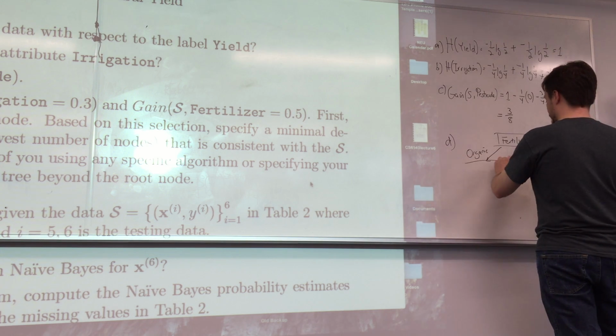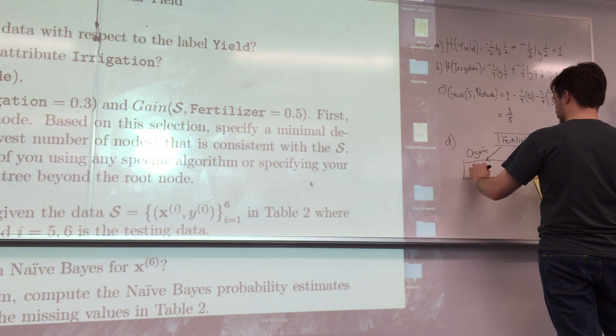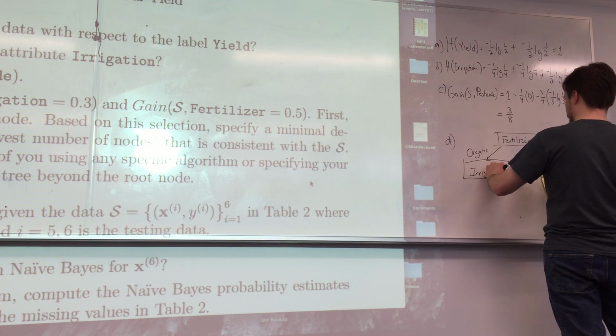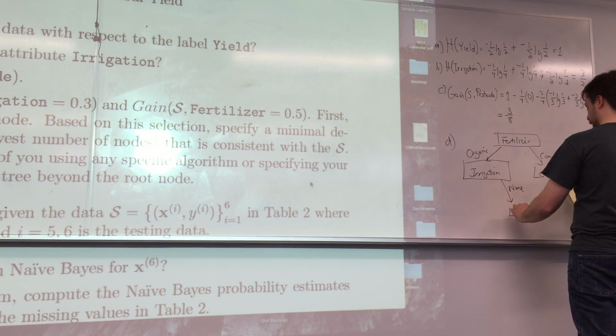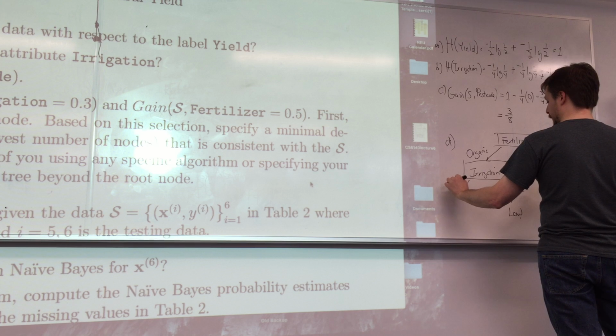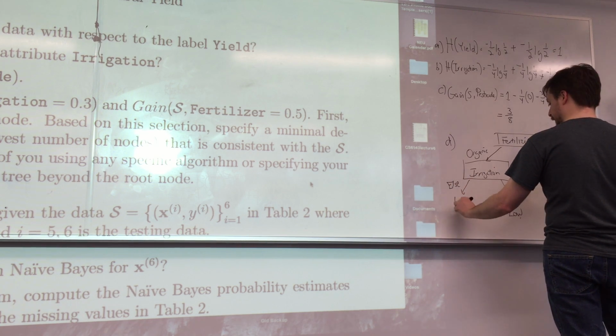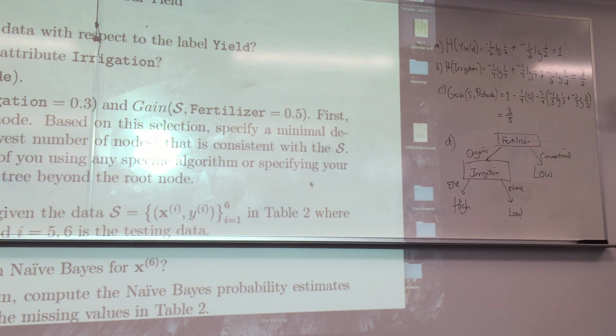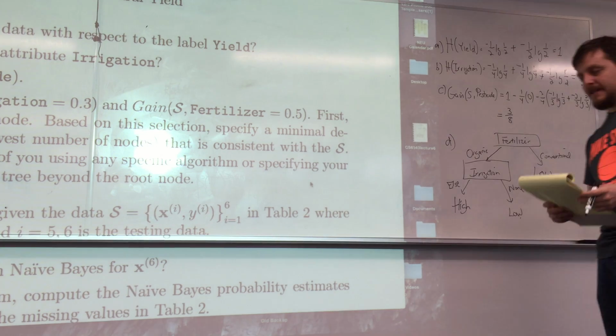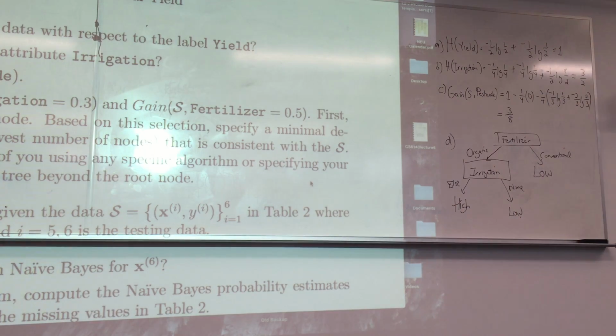And on this side, we have irrigation. I don't know if this is the only shortest tree, but that's what I came up with. None is low, and else is high. You could draw two if you want, but that is the shortest tree. See, if you know the answer ahead of time, it takes very little time. Any questions?